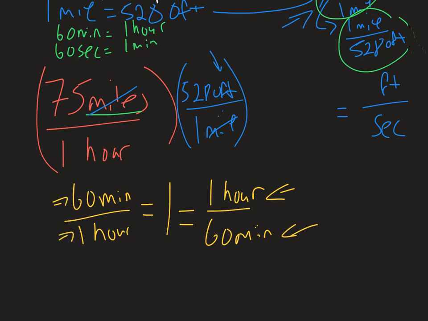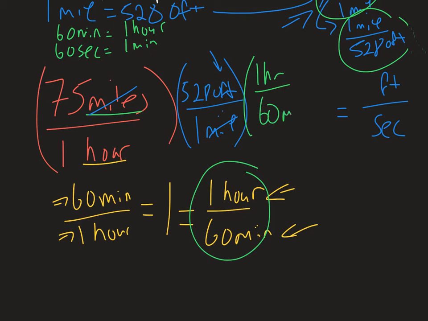Both of these fractions have the same numerator and denominator. Therefore, it's 1, technically. So the idea is, I have hours on the bottom, so I want to use the ratio with hours on the top. There it is. So I'm going to multiply by 1 hour over 60 minutes. Okay, now I've got my hours to cancel. Now I have feet per minute. I'm close. So then I have to worry about how I can convert the minutes into seconds?